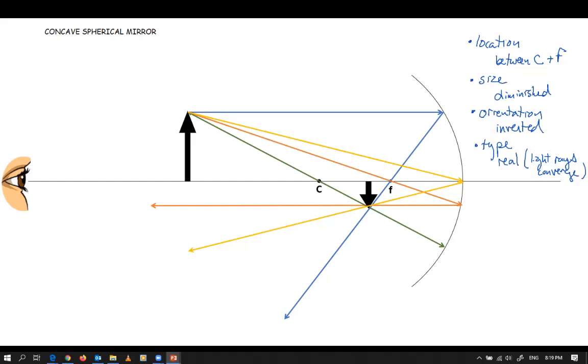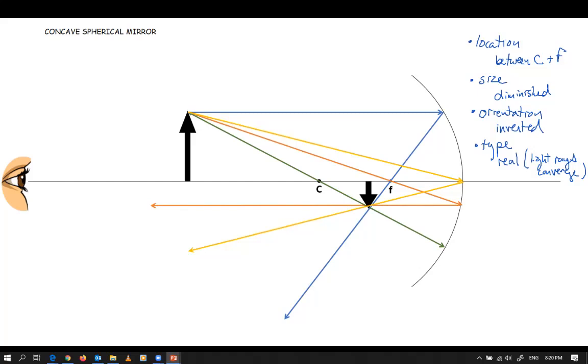Now, this one gets a little tricky, and I'm not going to go into this particular example. I'll have you go ahead and try it at some point on your own. It may make more sense how to do this one after we go over convex mirrors. Okay, so hopefully you've seen that.